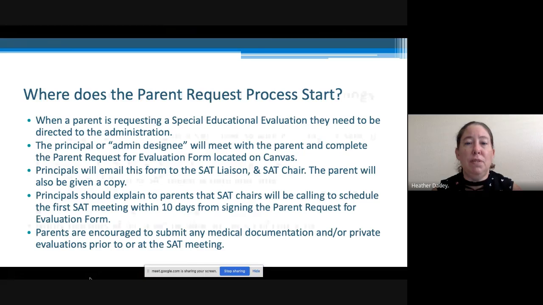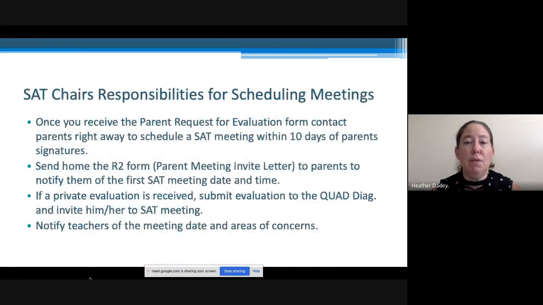SAT chair's responsibility for scheduling meetings. Once you receive the parent request for evaluation form, contact the parents right away. We've talked about this: within the 10 days of parent signature. You should send home the R2 form to invite them to the first SAT meeting. If you receive a private evaluation, submit the evaluation to the quad diag and invite him or her to the SAT meeting. You will also need to notify your teachers of the meeting date and which areas the concerns are being addressed by parents.